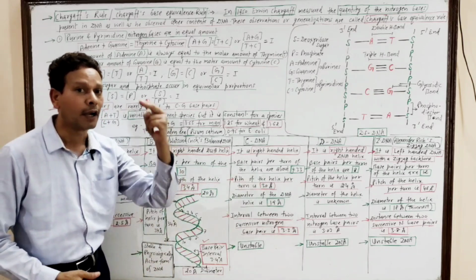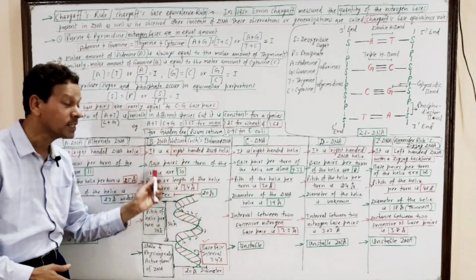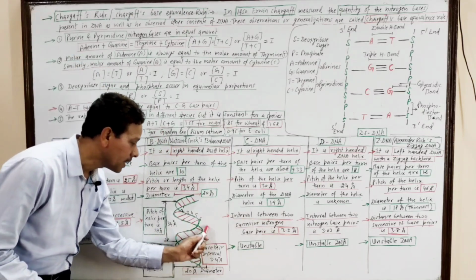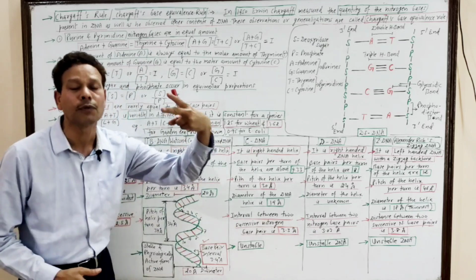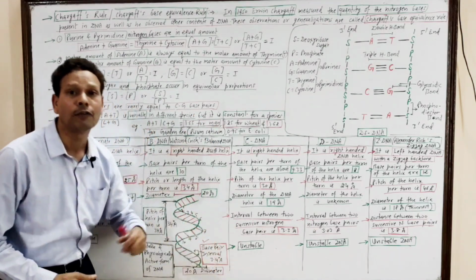B DNA is the balanced DNA, the stable DNA, and physiologically the functional DNA, the Watson and Crick DNA. Note down the distance, the interval between two successive nitrogen base pairs, that is about 3.4 angstrom.